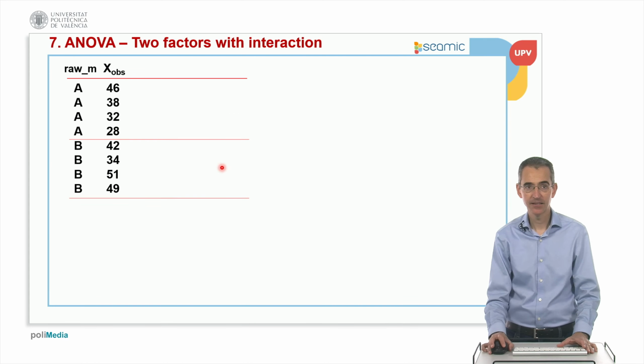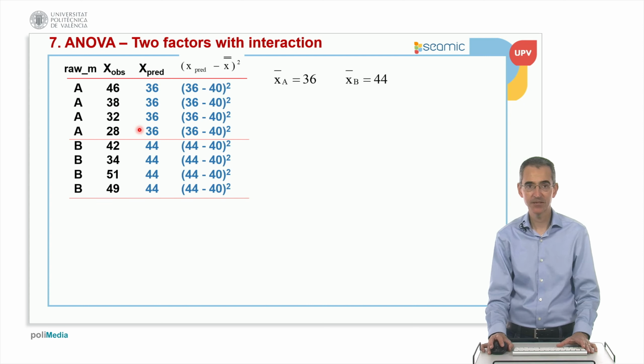Then for raw material, we have these four values for raw material A, and for raw material B, these other four values. The best prediction is their average. Then we take the predicted value minus the grand mean, squared, we sum, and then we have the sum of squares for raw material.